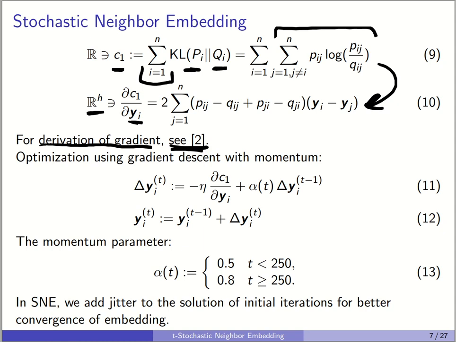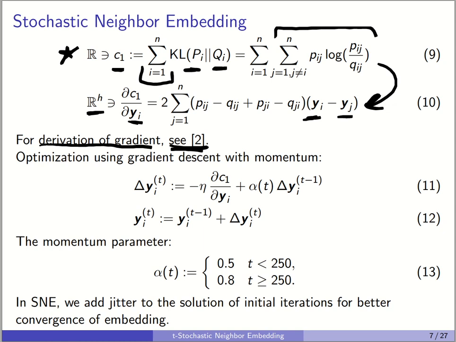We can solve this equation. We want to minimize this C1. You might say, okay, one solution is to take the derivative and set it to 0. But when we take the derivative and set it to 0, we have yi and yj here, so we cannot have a closed form solution. What do we do? We can easily use gradient descent, for example.